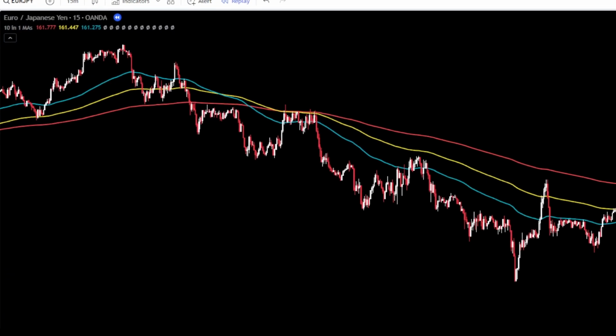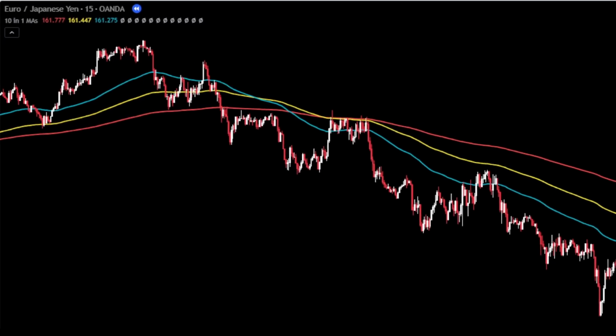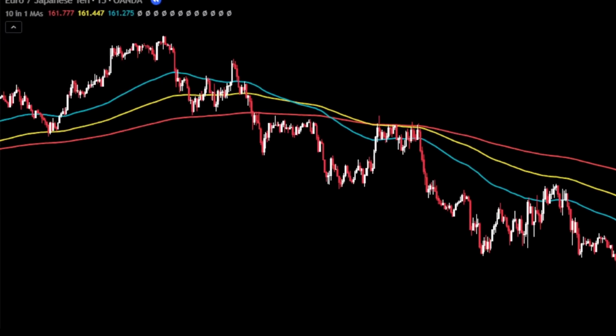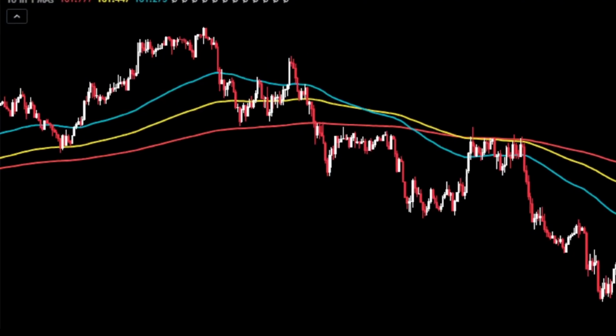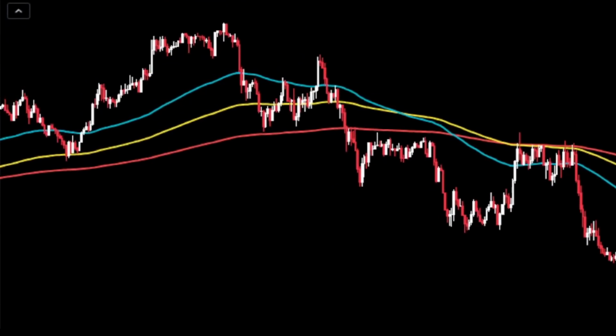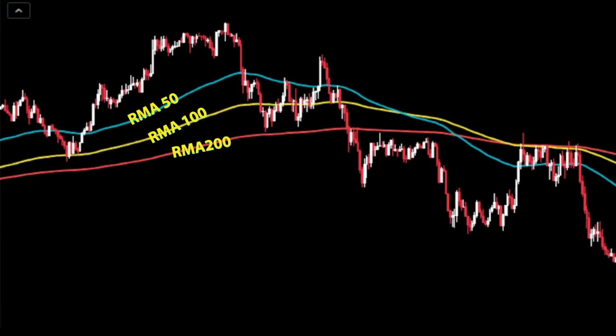The trading strategy we will discuss this time uses the pullback method, and we will use this moving average indicator as a trend guide and a reference to identify potential pullback areas in the market. If the RMA 50 and RMA 100 cross or are above the RMA 200, this indicates a bullish trend. However, you must ensure that the RMA 50 is positioned at the very top, the RMA 100 is in the second position, and the RMA 200 is at the very bottom.